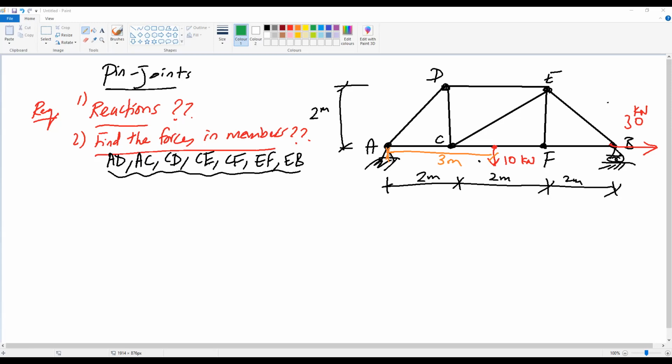And thanks, Suvarna. We have 3 reactions. The reactions we have are 2 reactions at A, which is YA and XA. So there are 2 reactions here, because A is hinge, and we have here YB, because roller. As you know, we have 3 types of supports as a revision.